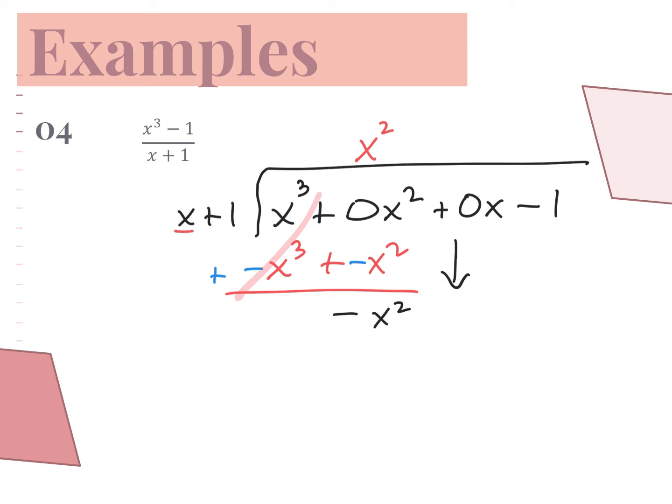Bring down the next term, which is a 0x. What are we going to multiply x by to make it a negative x squared? We're going to multiply it by negative x. Distribute it.